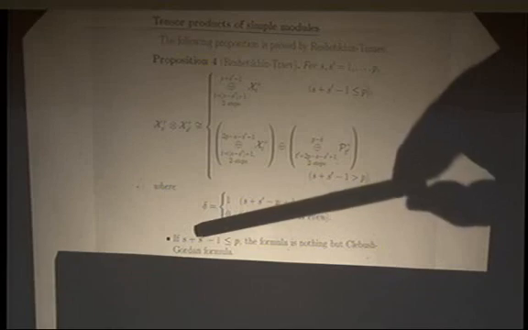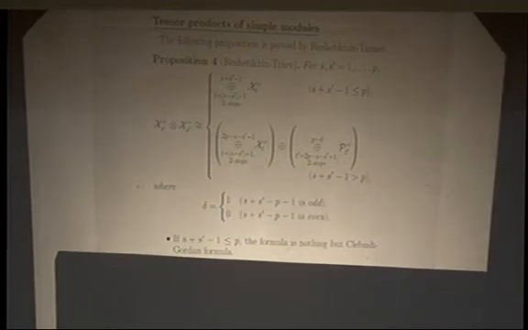If s plus s prime minus 1 is smaller than p, this formula is nothing but the Clebsch-Gordan formula. But if s plus s prime minus 1 is greater than p, the Clebsch-Gordan formula does not hold, because in our algebra the dimension of irreducible module is smaller than p. So in that case, another decomposition appears.